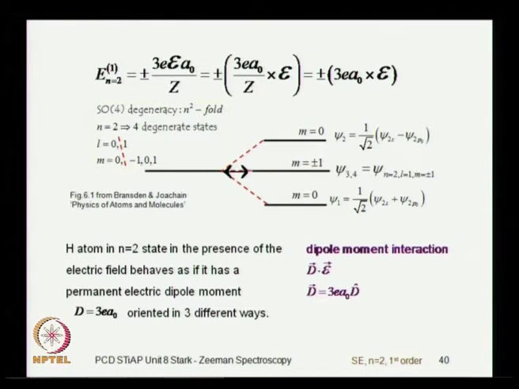For the ground state, of course, there is no Stark effect and the corresponding dipole moment would be 0. So, there is no permanent dipole moment for the hydrogen atom in the ground state, but for the first excited state, which is n equal to 2, it does have a permanent dipole moment.